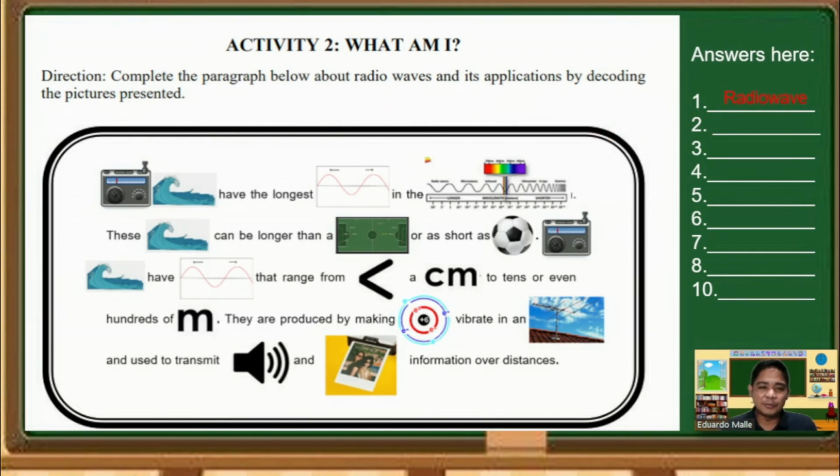What about number 2? Meaning radio waves have the longest blank. What is the number 2? Okay, number 2 is wavelength. The next one, from this picture, as you can see, we can now complete: radio waves have the longest wavelength. This blank can be longer than a blank. I leave it to you to complete the paragraph. Again, good luck to everyone.